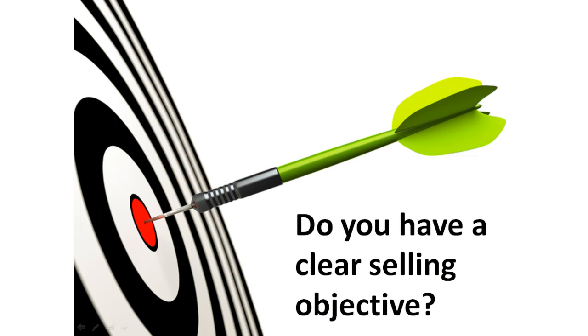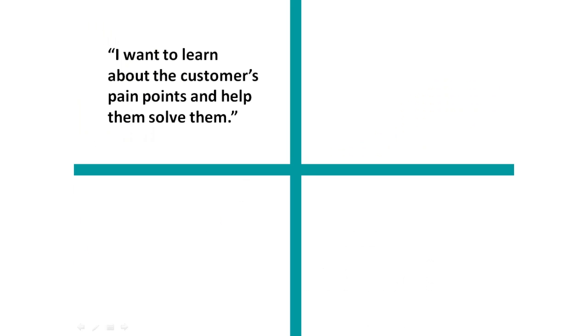Look at your handout. How did you answer the question, what do you want to sell? Have you clearly stated a selling objective? Is this objective specific? To think more about this, let's look at 4 examples of selling objectives. The first one is something I often hear when talking to sales reps. I want to learn about the customer's pain points and help them solve them.